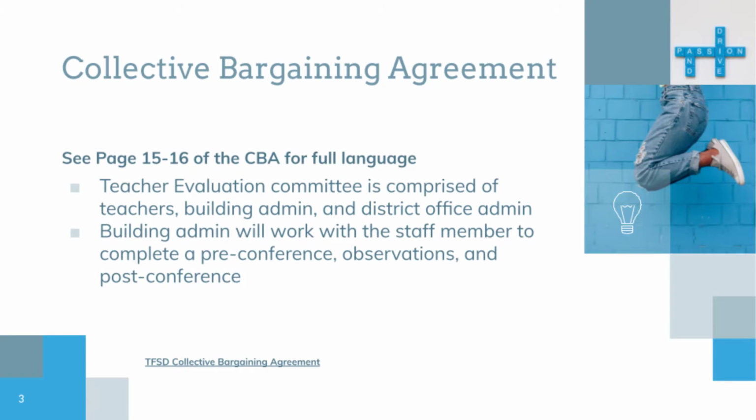The Teacher Evaluation Committee is a negotiated committee that is comprised of teachers, building administrators, and district office administrators. All building administrators will work with the staff to complete a pre-conference, observations, and a post-conference. The full description of the evaluation process can be found on pages 15 and 16 of the collective bargaining agreement.